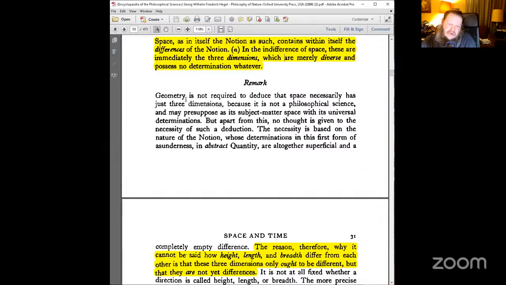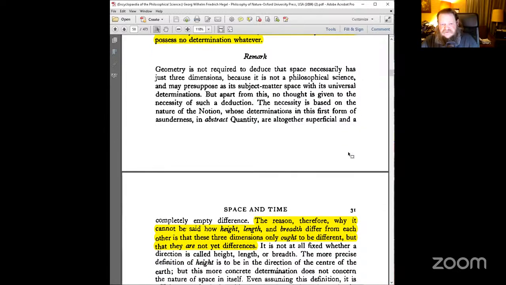So let's see here. Geometry is not required to deduce that space necessarily has just three dimensions, because it is not a philosophical science. It may presuppose as its subject matter space with its universal dimensions. But apart from this, no thought is given to the necessity of such a deduction. He's basically saying the same thing I just did, only better. The necessity is based on the nature of the notion, whose determinations in this first form of asunderness, in abstract quantity, are altogether superficial and a completely empty difference.